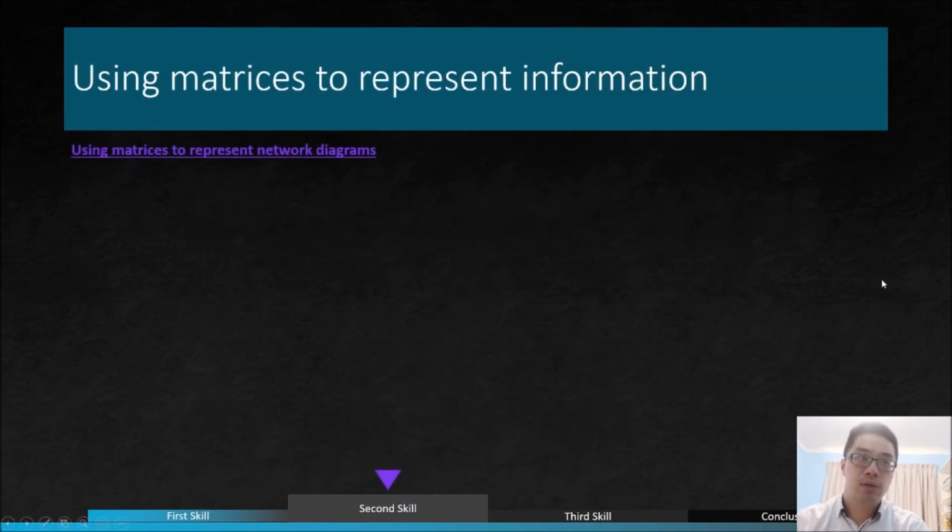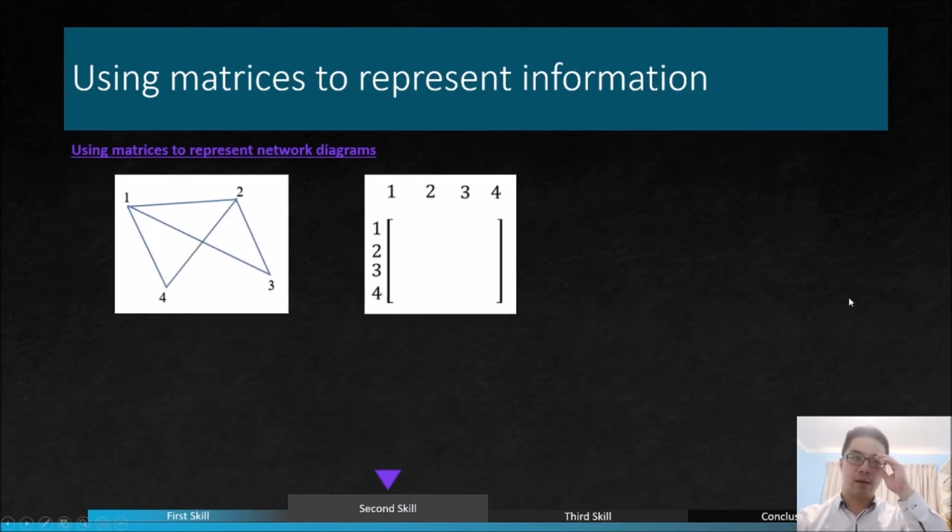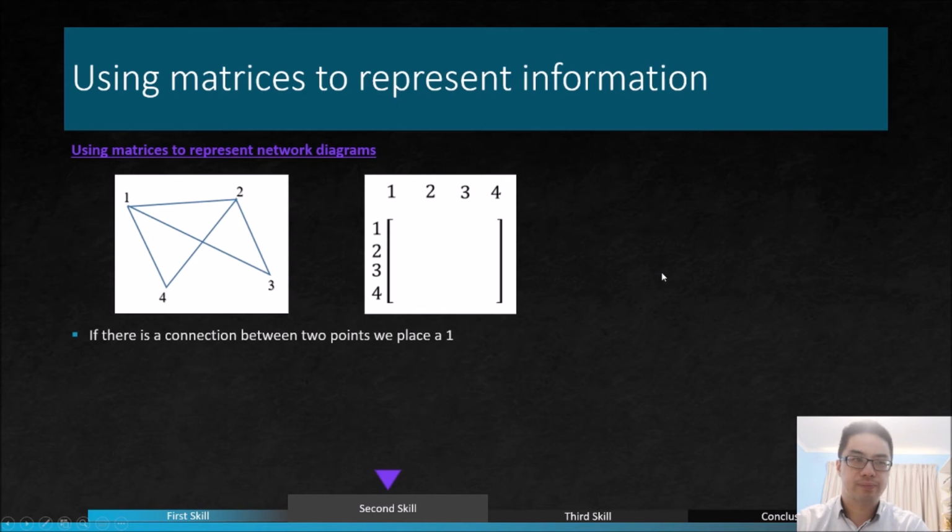Another way we use matrices is to represent network diagrams. As you can see here, it's good to draw a blank matrix once you've started counting how many vertices there are. So this one's got 1, 2, 3, 4. So I'll go 1, 2, 3, 4, 1, 2, 3, 4. Just keep in mind, if I go 1, 2, 3, 4, this one must go 1, 2, 3, 4. I can't go 1, 2, 3, 4 and then 4, 3, 2, 1. Just make sure the order is the same.